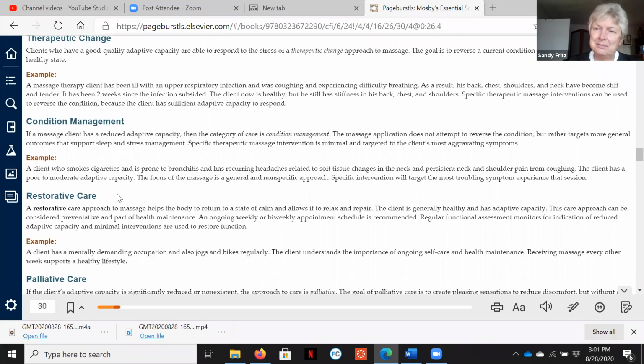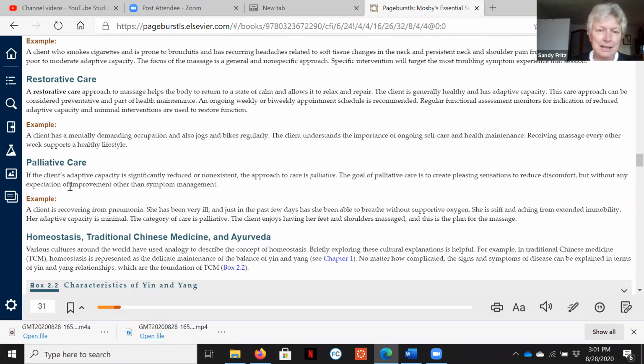Then we have restorative care, which is like recharging the battery, and palliative care. And with palliative care, we want to minimize demand on the adaptive capacity and actually support more of a soothing idea. Now that doesn't mean that the massage is real gentle and all that, but it means that we're not trying to reverse anything, or make sure that the person is going to follow a lot of self-care exercises or any of that right now. It's just, what can we do to soothe the situation right now?